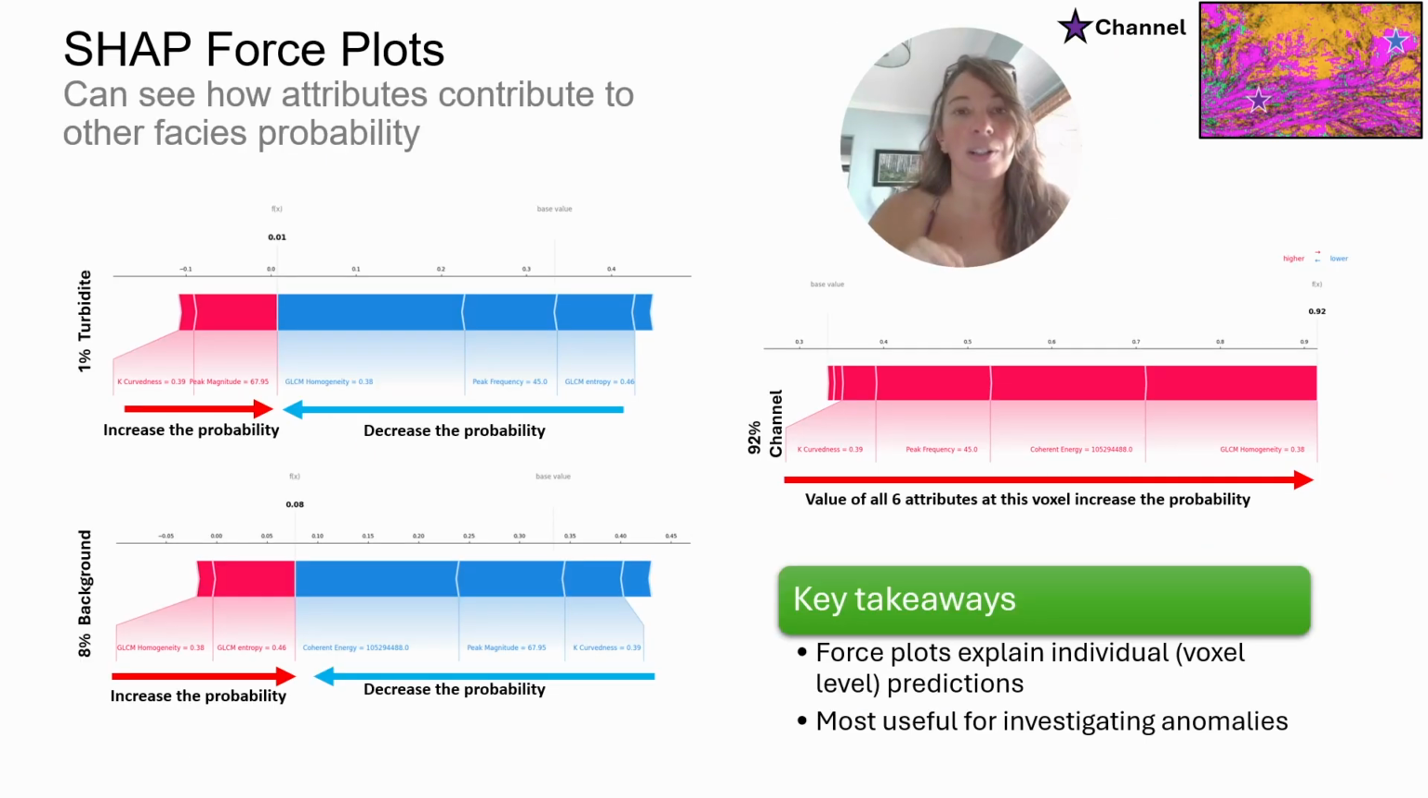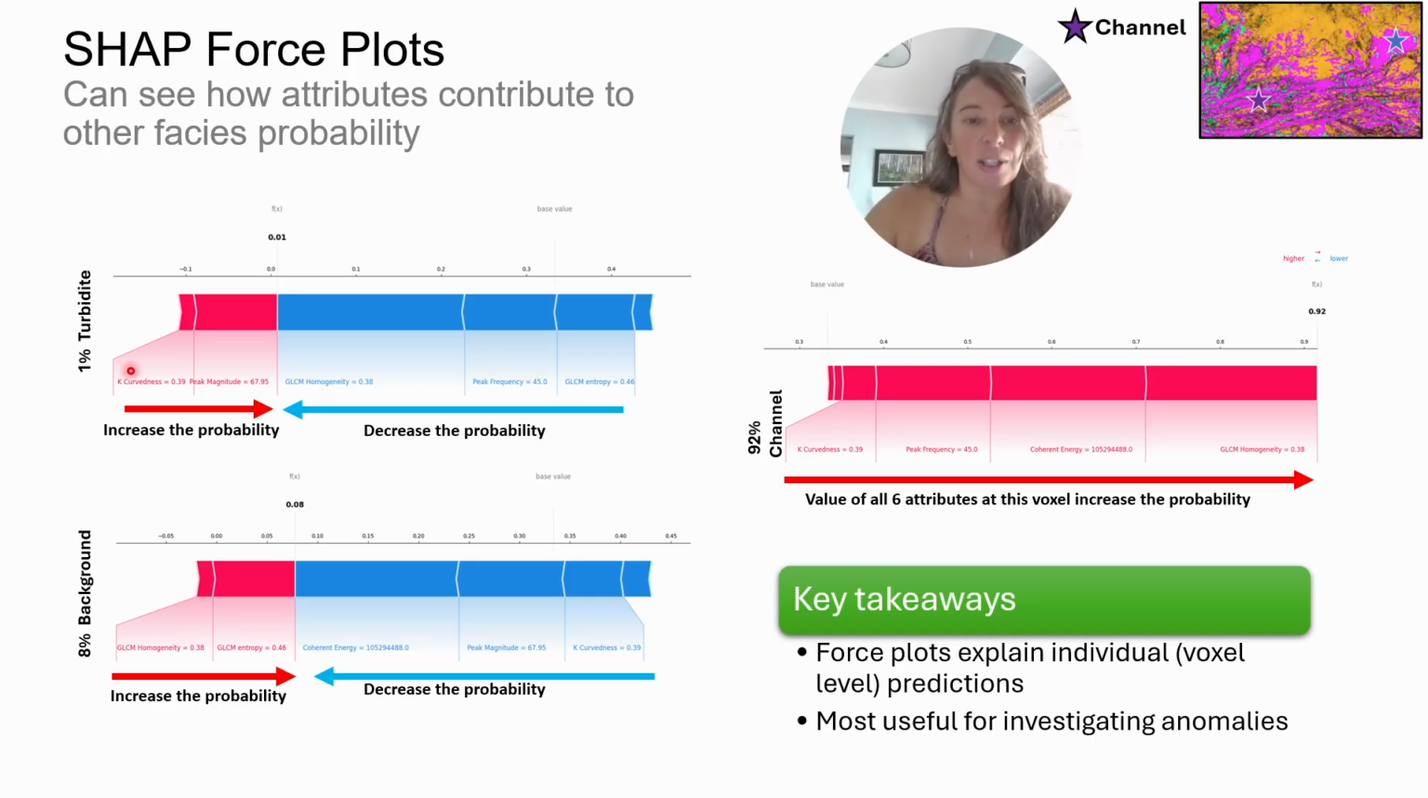And so when you look at your force plots, in this case, we have three different possible facies. And so you can look at the force plot at that voxel for all 3 of your different potential facies classifications. So if we look here at turbidites, there was only a 1% probability that this voxel was classified as a turbidite.